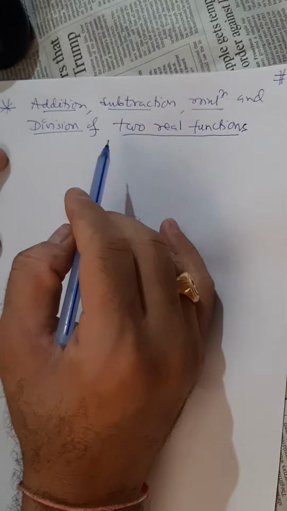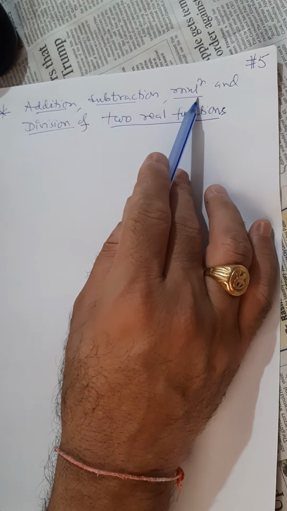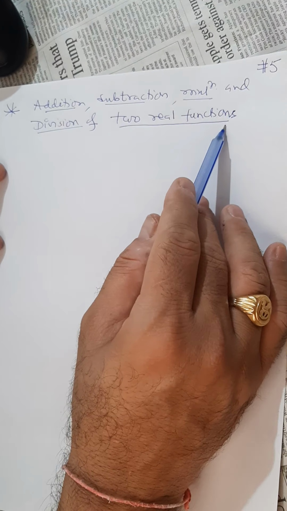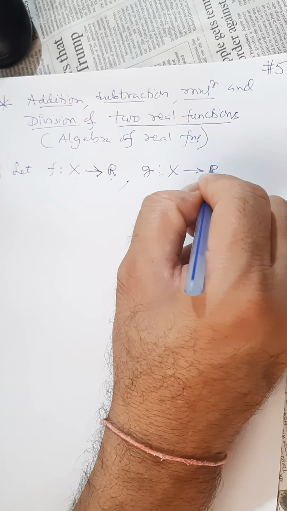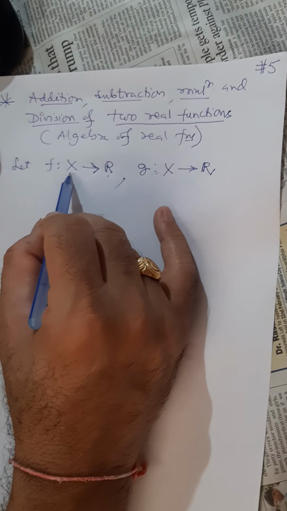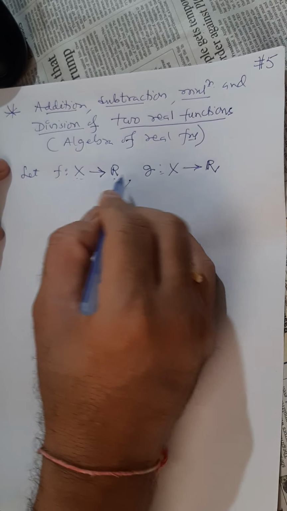Next small point is about addition, subtraction, multiplication and division of two real functions. This is sometimes called the algebra of real functions. So we start with two real functions. Let f be a function from X to real numbers. Real function means the codomain should be R. Another function g, with domain and codomain, here I have chosen equal as per the textbook, not necessary always.